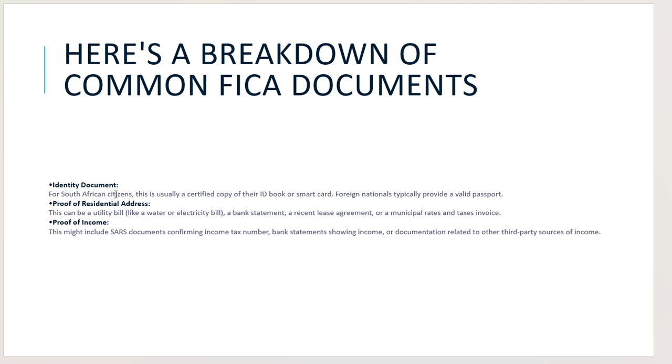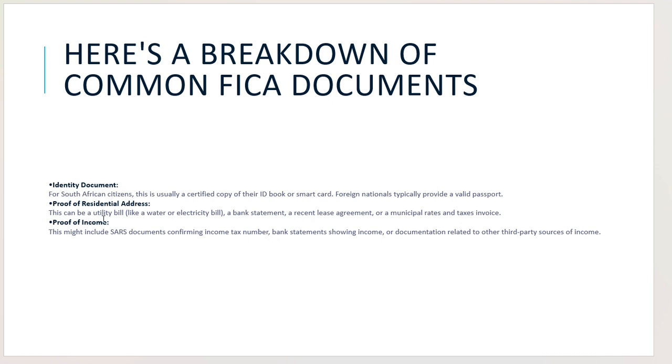What can be used for each required document for FICA purposes? It's your identity document. For a South African citizen, this is usually your certified copy of your ID or smart card. However, foreign nationals, because they do not have the SA ID, will typically need to provide a passport. So it is a passport for foreign nationals. However, for the South African, it is your ID.